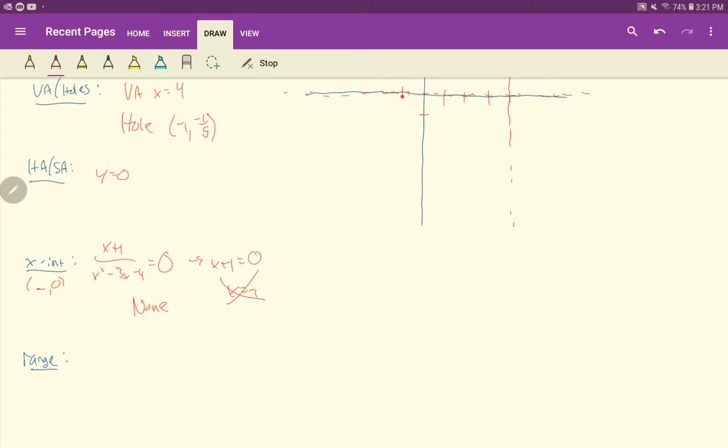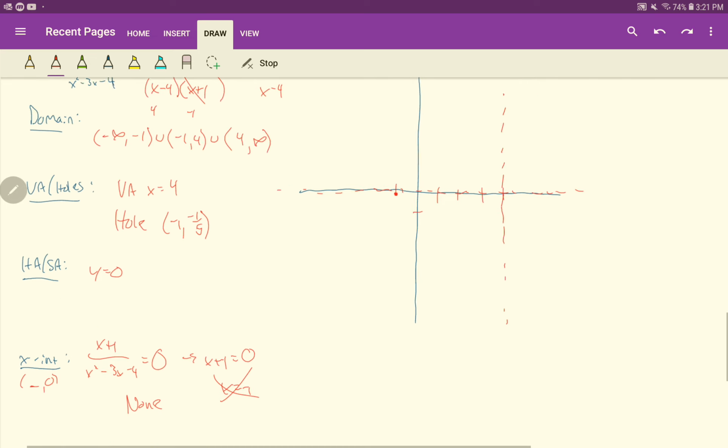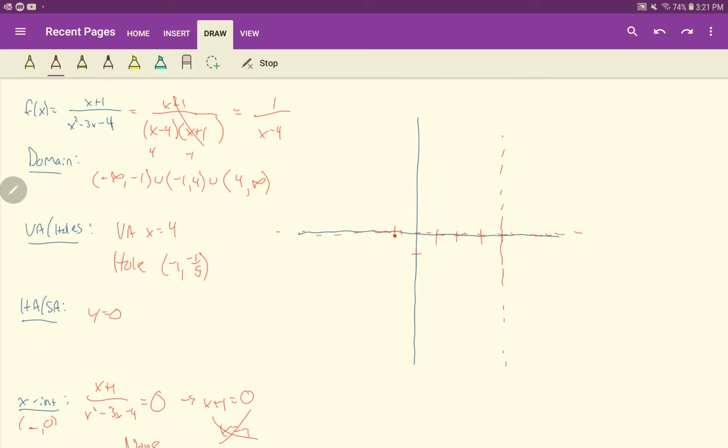Finally, our range, again, it's going to be negative infinity to 0, union 0 to infinity, because again, we're going to exclude that asymptote behavior there. All right, so what does that leave us? Well, we have this point right here that I'm going to use to just roughly sketch in something that looks like that.